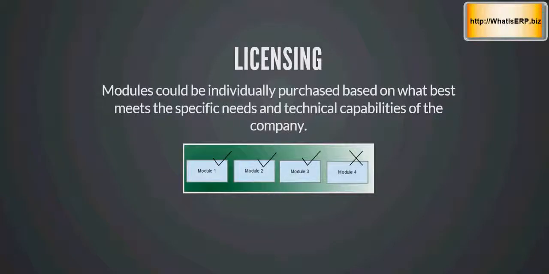Another advantage that an ERP gives you by being modular is the licensing. If a company requires only 3 modules, it doesn't have to buy all the 200 modules. It can simply purchase 3 modules. So licensing is usually based on groups of modules.